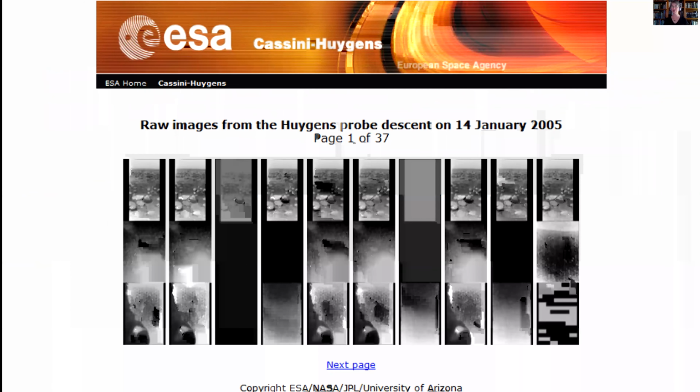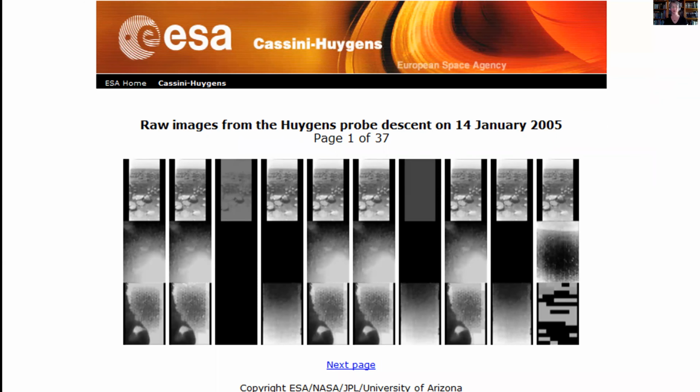And here was a website containing, look at that, 37 pages with 10 image triplets apiece, the entire data set from Huygens. The reason this was at University of Arizona was because the camera team was led by University of Arizona researchers. So it made sense that it was coming out of the University of Arizona, but it was clearly not something that the European Space Agency had expected to be released.